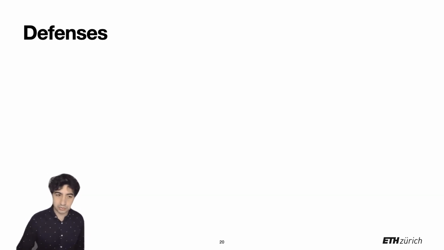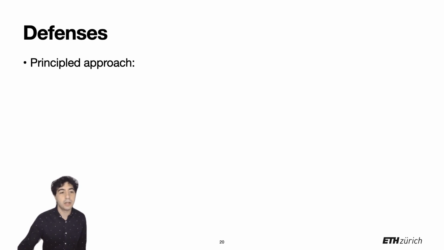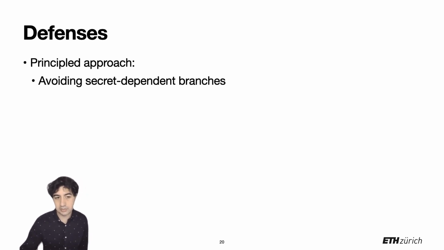I'm going to conclude by showing some of the ways that one can go about defending against our attack. And the first one to mention is a principled approach that completely avoids any secret dependent branches altogether. And the reason why this is good is that it also protects against other side channel attacks. We also evaluated some ad hoc solutions because these are simpler to implement and don't require rewriting your code.